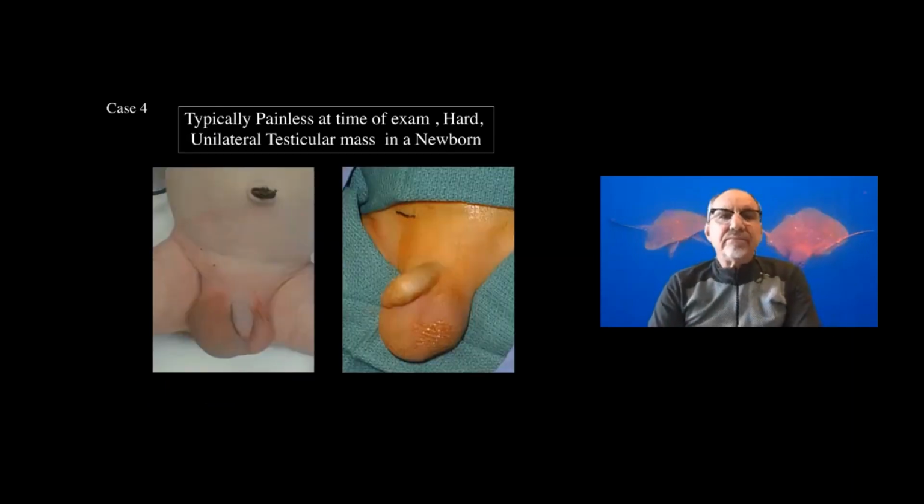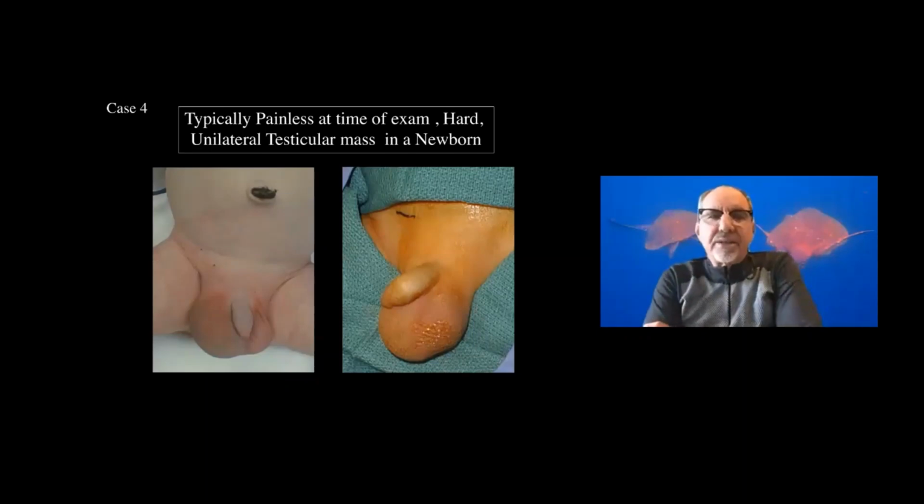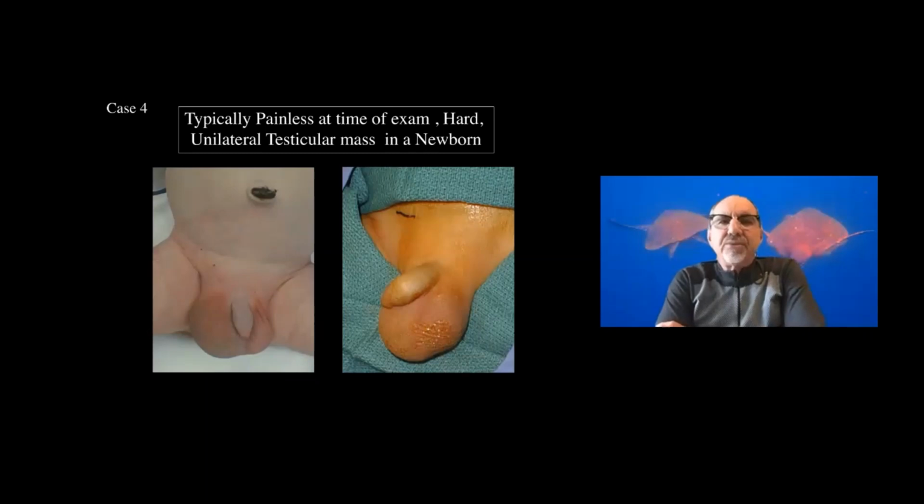All right, this is case number 4. And this is a baby who presents typically, at least at the time of the examination, a painless, hard unilateral testicle. Let's bring up our question. What's the diagnosis here? And is this a pediatric urologic emergency?